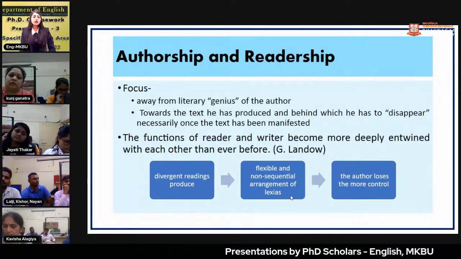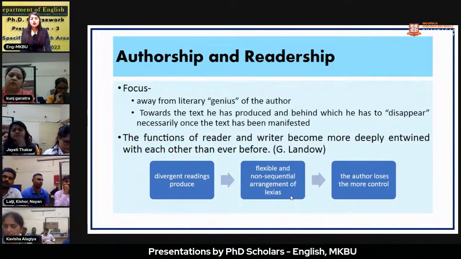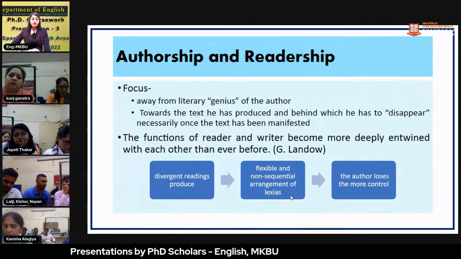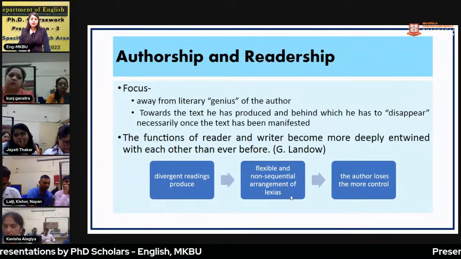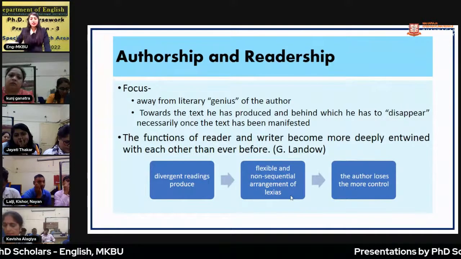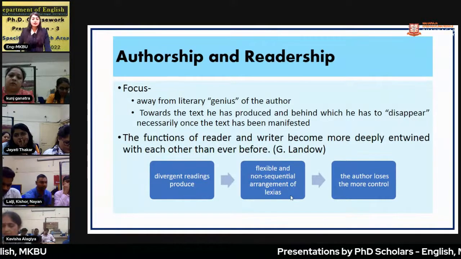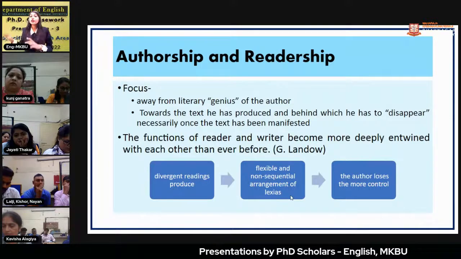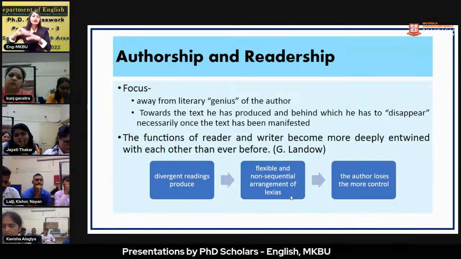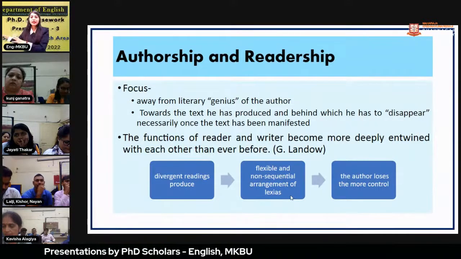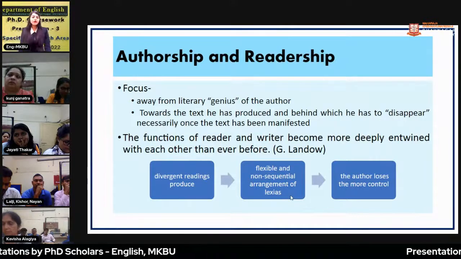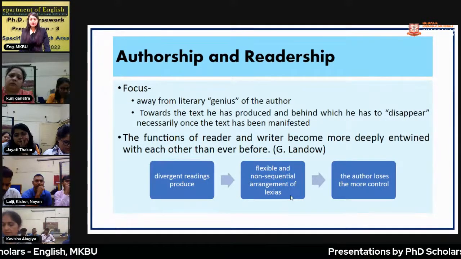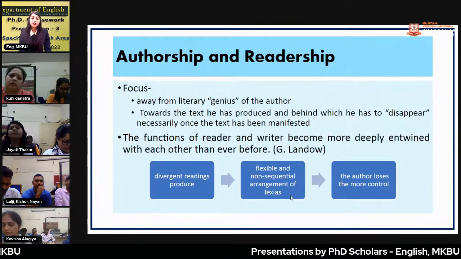So our focus is going away from the literary genius of the author, and we are shifting towards the text he has produced and behind which he has to disappear necessarily once the text has been manifested. So once he uploads the text on the platform, his role is completely diminished, nullified. The functions of reader and writer become more deeply intertwined with each other than ever before.